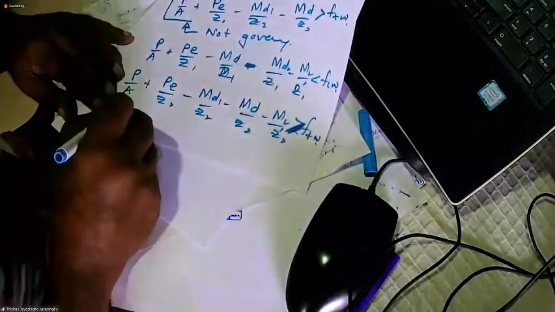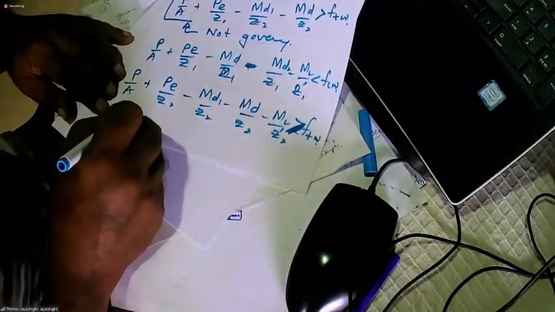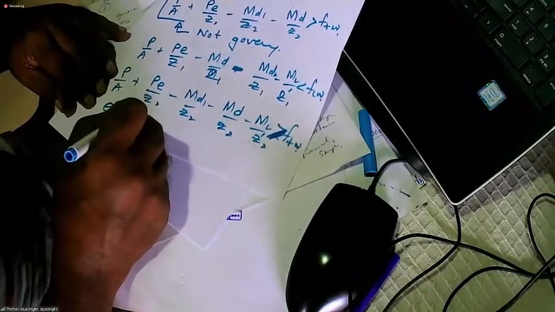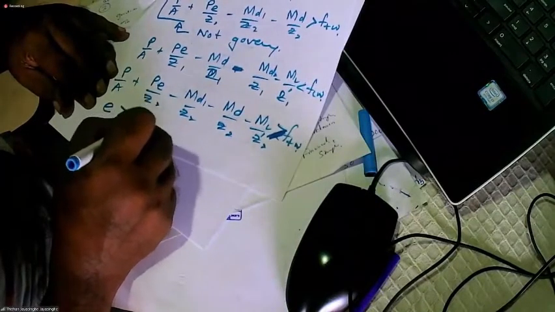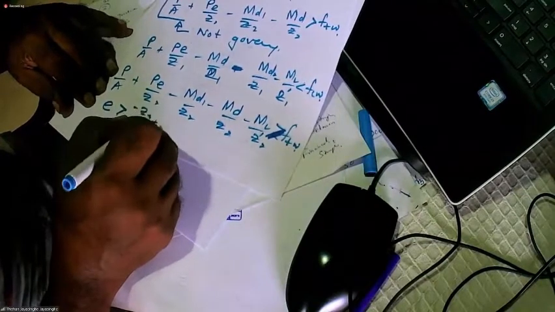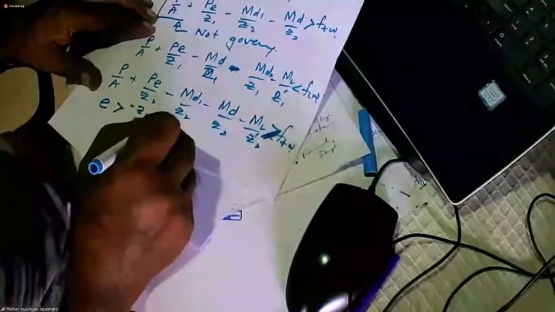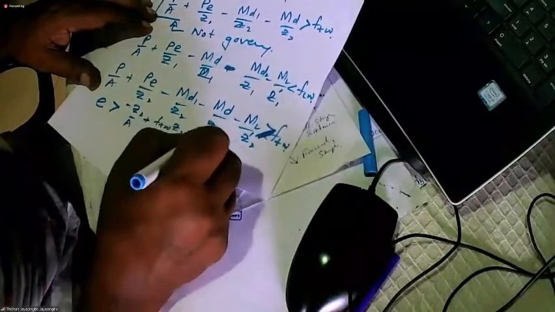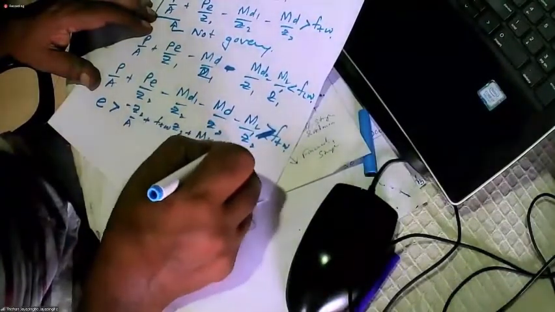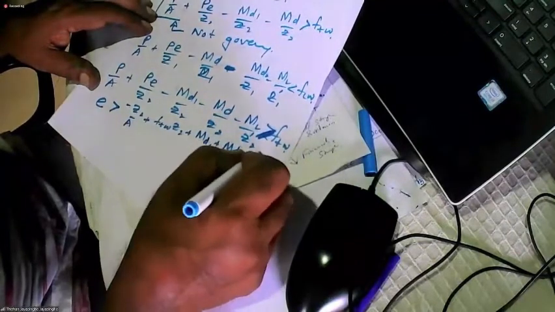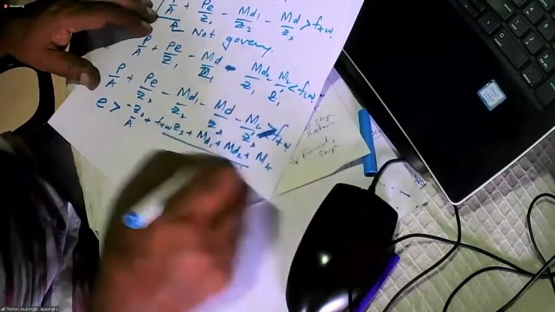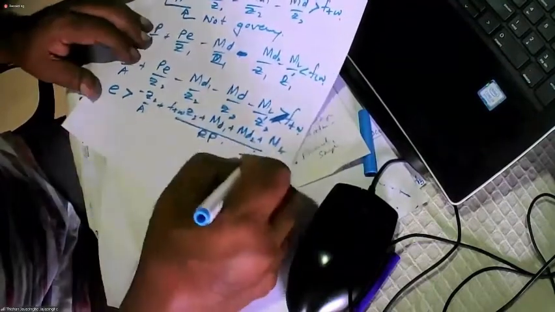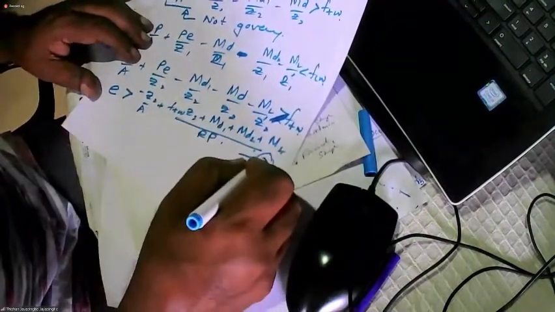So what we do is we write the equation: E greater than minus Z2 over A plus FTW Z2 plus MD1 plus MD2 plus ML divided by RP. So this will be equation number 8.